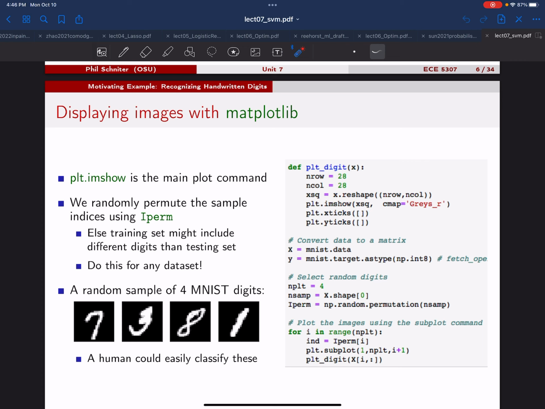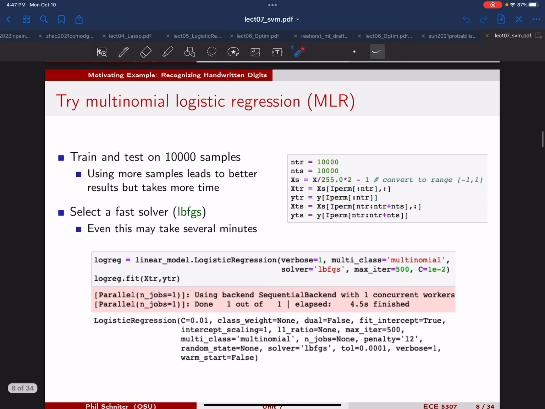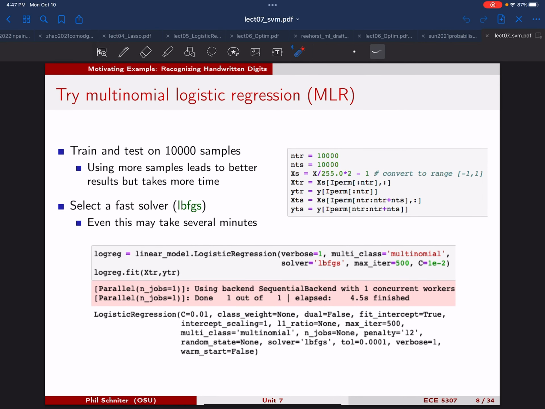Okay, so this is what we got when we ran this 7381. A human could easily classify these, but I don't know. The three is maybe not so easy, but I think we could probably all agree that's a 3. So we might be curious, how well does multinomial logistic regression work? Because certainly we can apply that method to this problem.